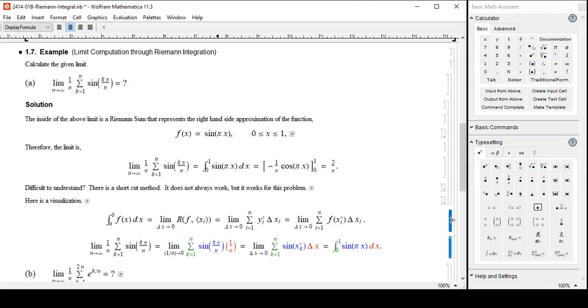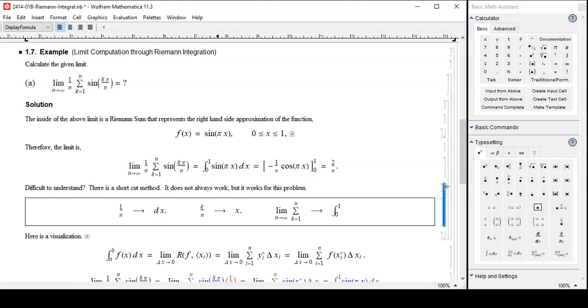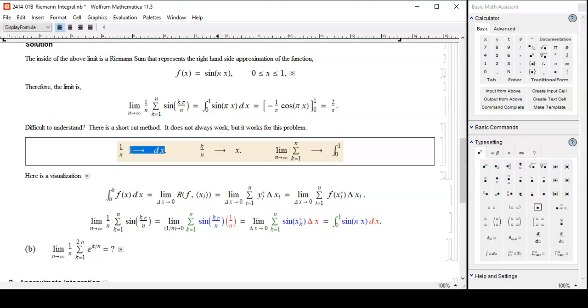In real analysis 1, we're going to do this again, and there it's going to be considered a medium or easier problem, but here it's super hard. So I'll give you a shortcut. It doesn't always work, but many times it works. There you go. 1 over n becomes dx, and that's easy to understand. 1 over n is going down to 0. Delta x is going down to 0. So that's delta x and the infinitesimal version dx.